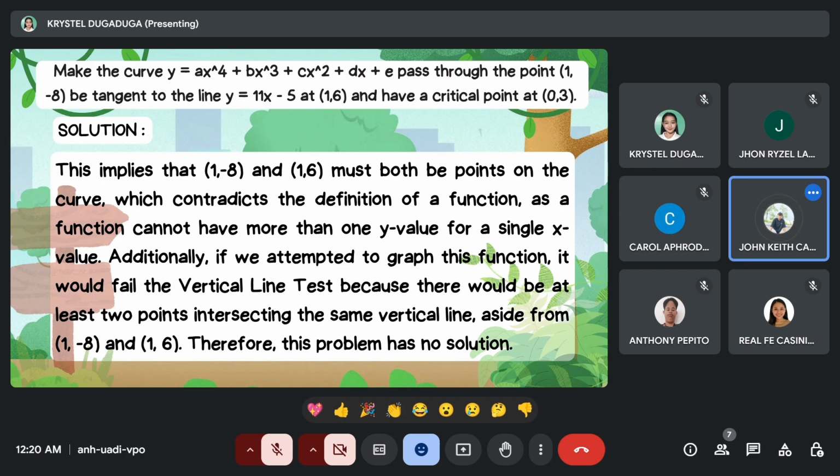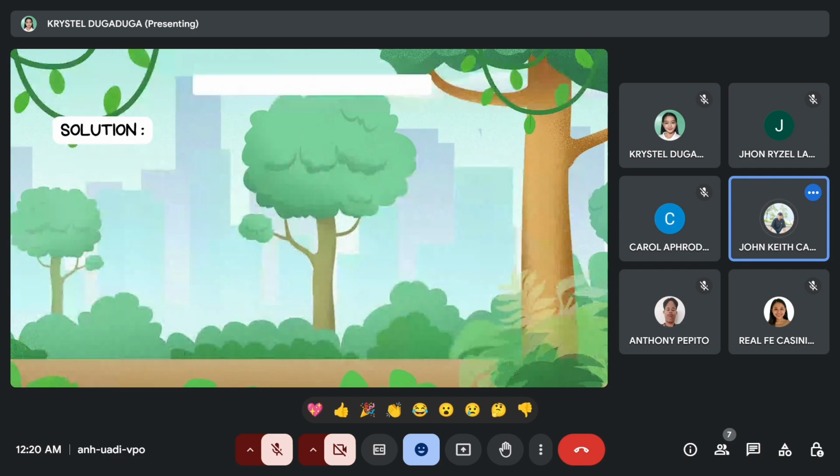If we attempt to graph this function, it would fail the vertical line test because there would be at least 2 points intersecting at the same vertical line, 1, negative 8 and 1, 6. Therefore, this problem has no solution.